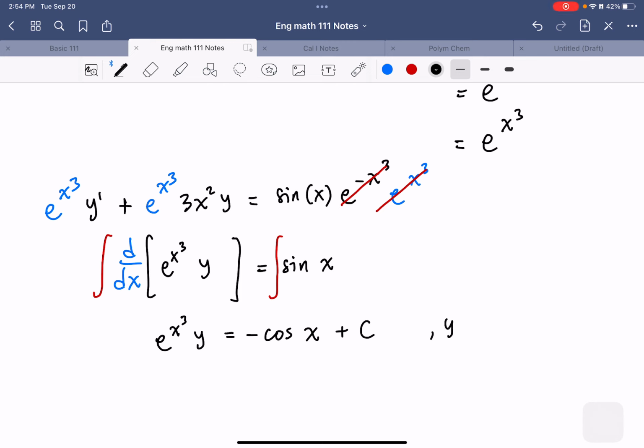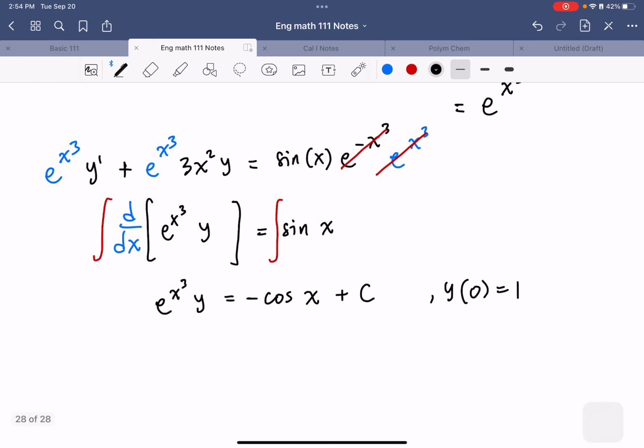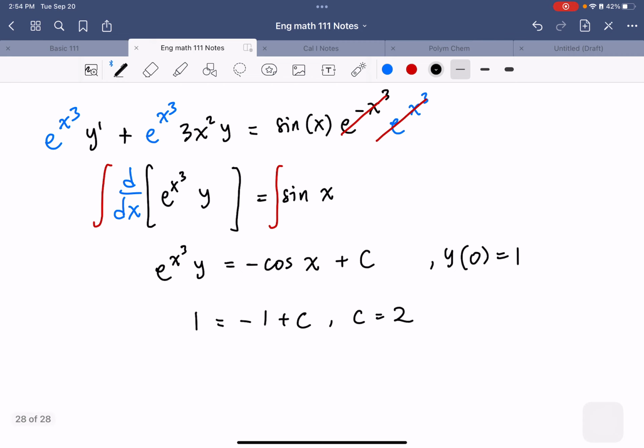Now we can apply directly the conditions. Condition is y(0) equals 1. So we plug in x equals 0. So this will be 1, negative 1 plus c. So c is 2, right? So we will have y. Let me just divide with e to the power x cubed. So e to the negative x cubed. And then this will be plus 2 minus cos x.